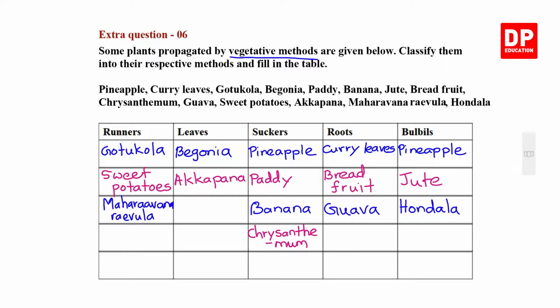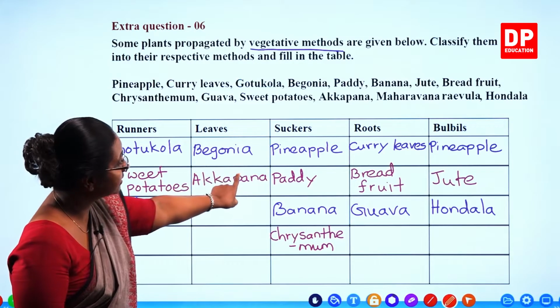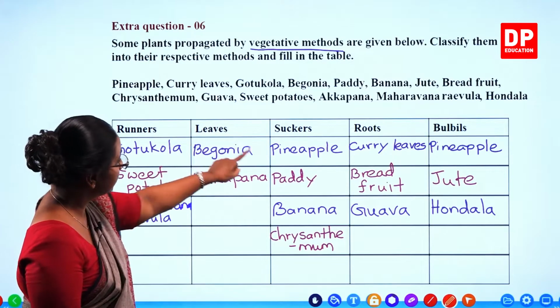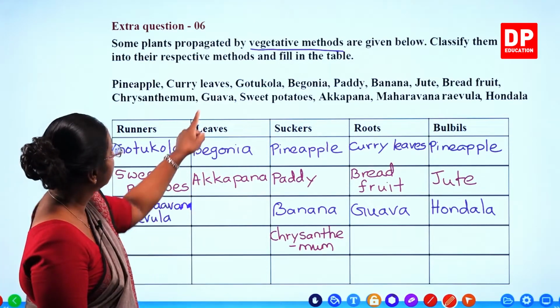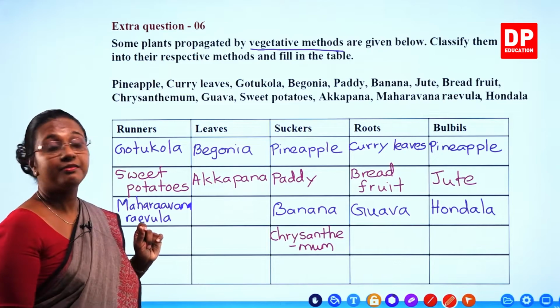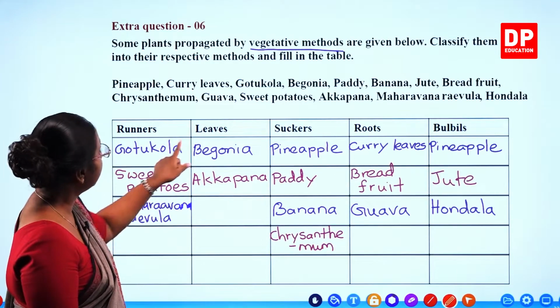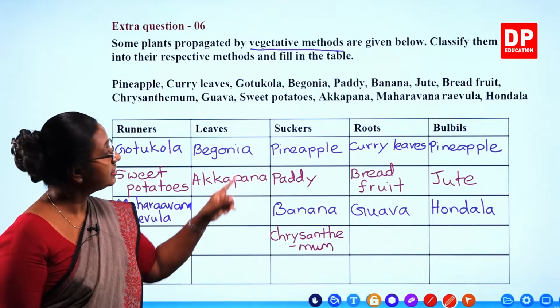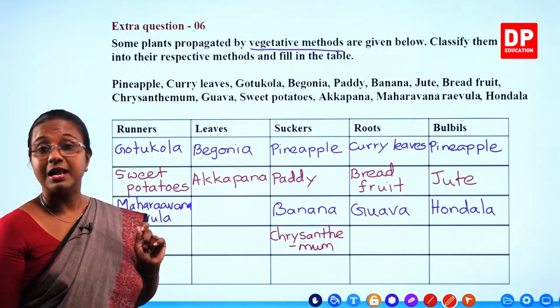So, have we classified all the plants, students? We will check again. Pineapple by suckers as well as bulbils. Then we have curry leaves. They are reproduced by roots. Then we have gotukola by runners. Begonia by leaves. Paddy by suckers. Banana suckers. Then jute by bulbils.